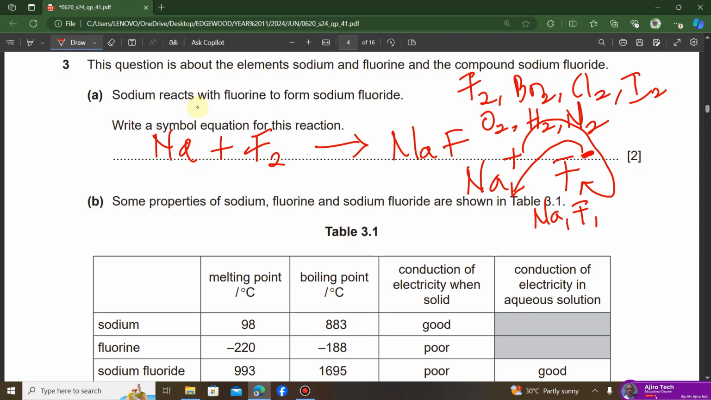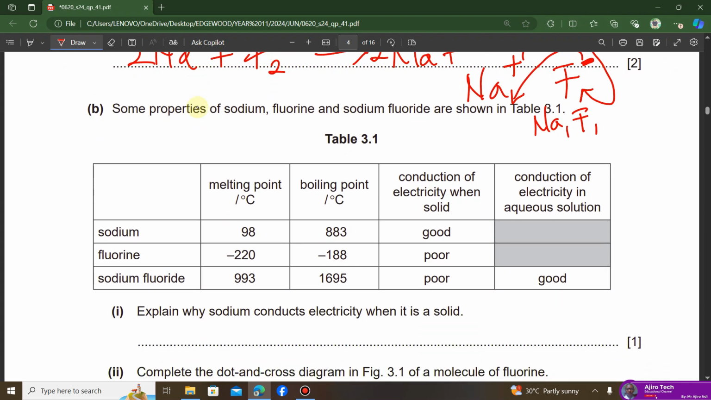Basically NaF. All right. So this is the correct formula of sodium fluoride, but we need to balance the equation. All right. So we could put a 2 here, so that there are 2 sodiums on the right, and then we balance it with 2 sodiums on the left. And the number of fluorine atoms is equally balanced. And that is how to solve that question.